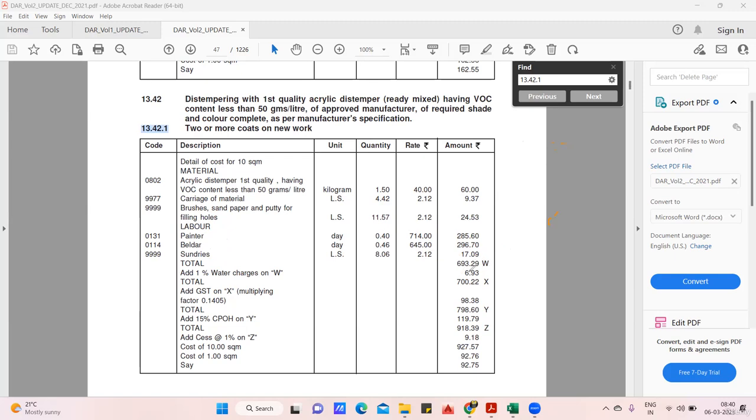So the total amount will be 693. Then you start with the same thing: 1% of water charges, then your GST, then your contractor profit, and then your sales, and finally it comes out to be 927.